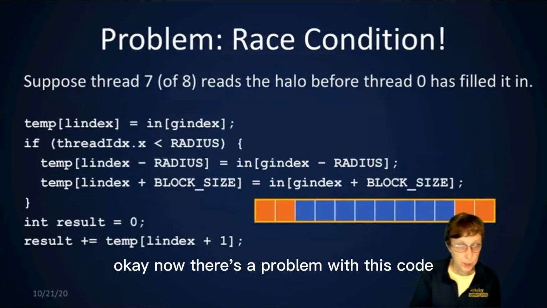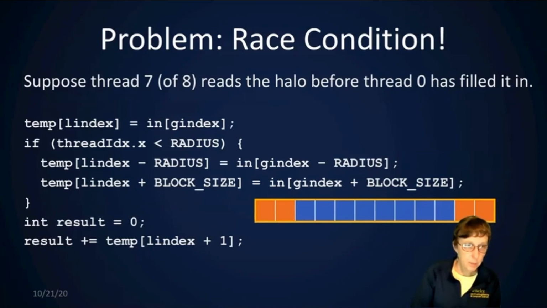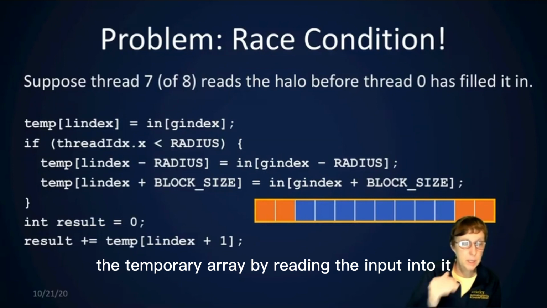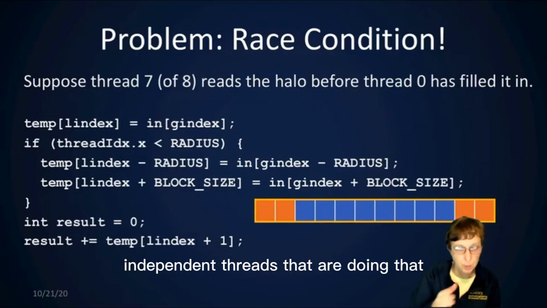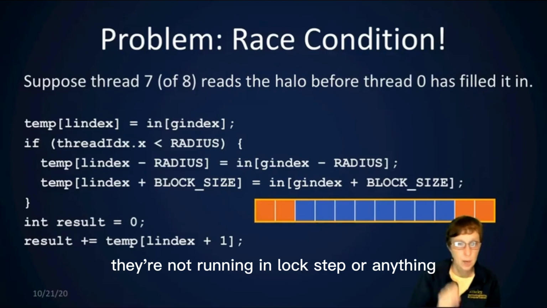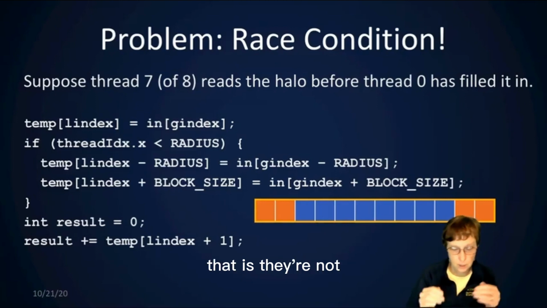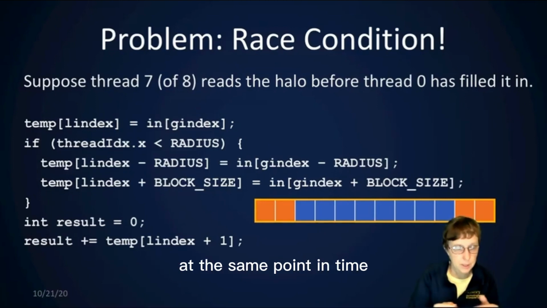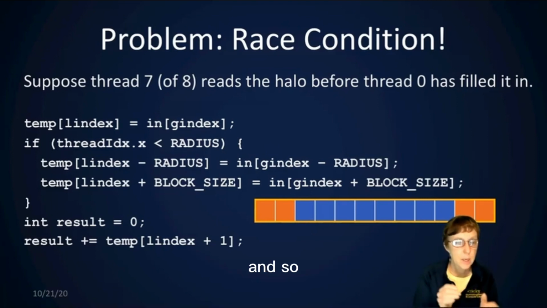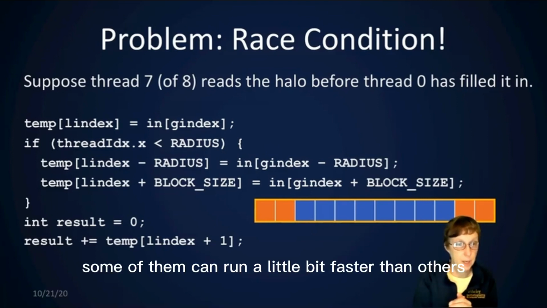Okay, now there's a problem with this code. There's a race condition because I'm filling in the temporary array by reading the input into it. And you've got a bunch of independent threads that are doing that. They're not running in lockstep or anything. That is, they're not running exactly the same instruction at the same point in time. And so some of them can run a little bit faster than others.